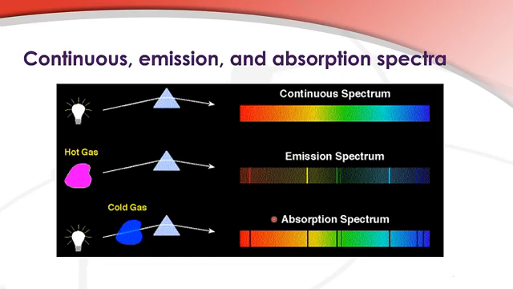And finally, we look at the absorption spectrum. If you view a cold gas through a prism, you'll see black lines on a colored background. If we compare an emission spectrum with an absorption spectrum, where we have the colored lines on the emission spectrum, we have the black lines on the absorption spectrum.